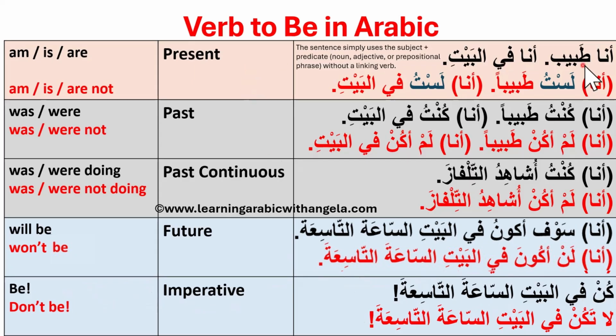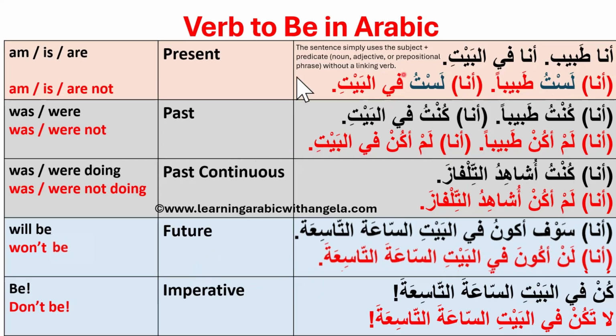So in the present, we don't really need verb كان, unless we're negating, we're going to use verb Laysa. In the past, we're going to use verb كان. In the past continuous, or we're speaking about past habits, you used to do something. In the future, you will be somewhere, for example. In the imperative, if you're telling someone to be somewhere or to be something, like be strong, be good, be kind, etc.